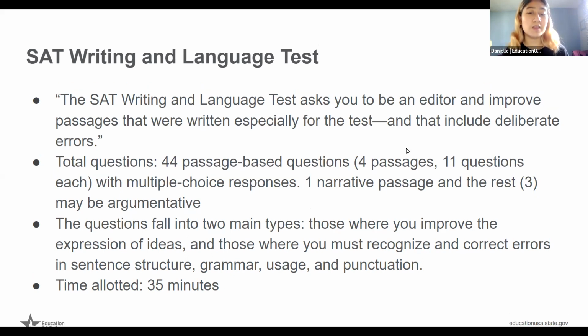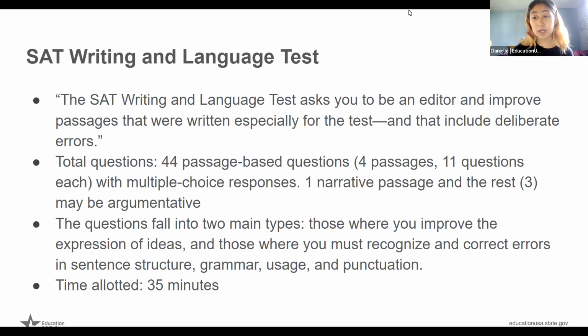In terms of the SAT writing and language test itself, you're basically asked to be an editor, and you're expected to help improve the passages that were specifically written for the test, and it often includes deliberate errors. In total, we have 44 passage-based questions with multiple choice responses. You also have one narrative paragraph, and the rest may be argumentative or a variety of the narrative sort. The questions fall into two main types: those where you're asked to improve the expression of ideas, and those where you recognize and correct errors in sentence structure, grammar, usage, and punctuation.